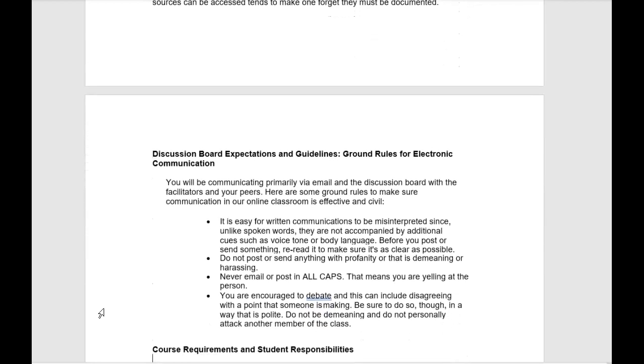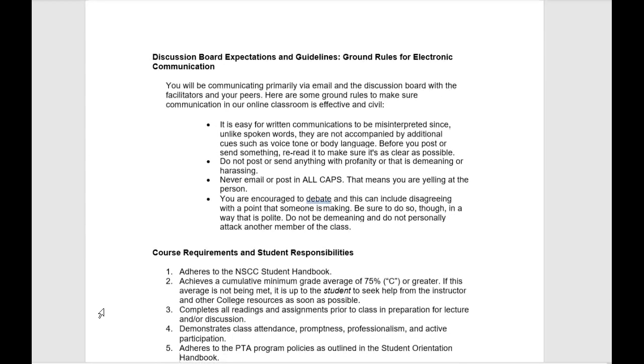So I also included the discussion board expectations and guidelines, and some general ground rules. Making sure that you never post in all caps, because that suggests that you're yelling at the other classmate. You can disagree and debate, but do so in a professional manner. These are skills you're also going to use in the clinic, because you're going to disagree with other clinicians and other staff people.